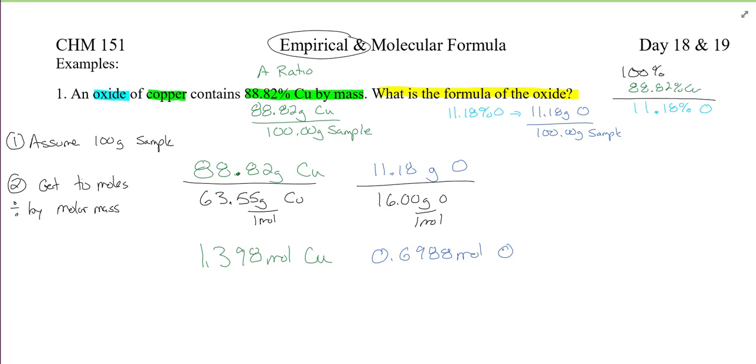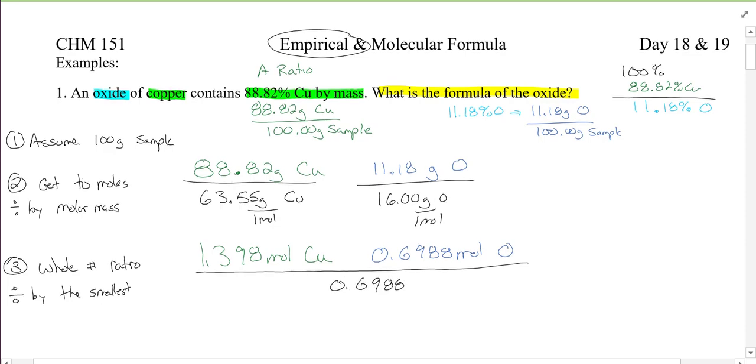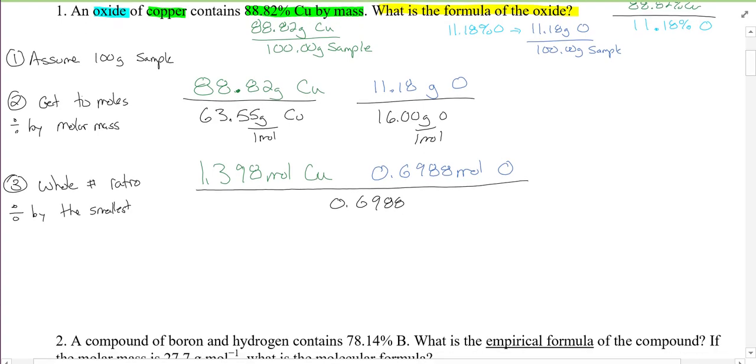We don't like this though. Why don't we like it? It's not a whole number ratio. How do I get it into a whole number ratio? Step 3, right? Step 3, we want whole number ratios. And so you divide by the smallest. And so the smallest number is 0.6988. And if we do that, I get 1 for oxygen, obviously.